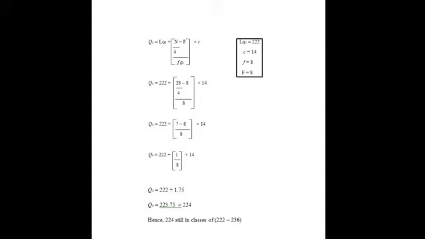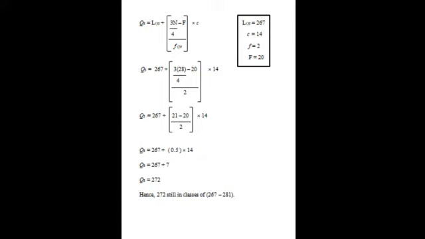This is the calculation of the value of Q1. On the right side, it is shown that LQ1 is equal to 222, C is equal to 14, small f is equal to 8, and capital F is equal to 8. After we calculate, the answer for Q1 is 223.75, which is similar to 224. Hence, the answer of 224 is still in the class of 222 until 236.